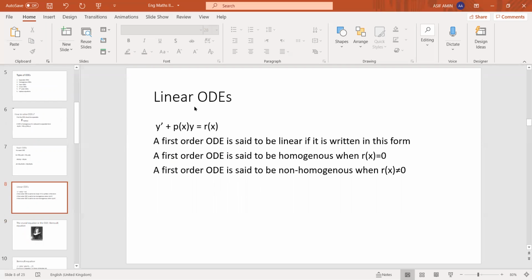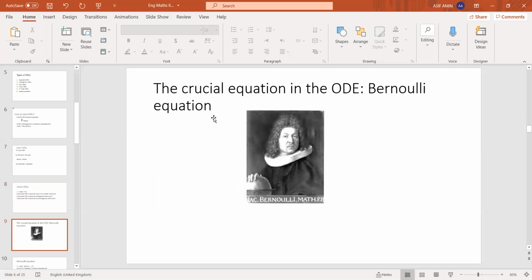Moving on, linear ODEs. For linear ODEs, the general form is y' + p(x)y = r(x). A first order ODE is said to be linear if it is written in this form only, where p(x) is a function of x. A first order ODE is said to be homogeneous if r(x) equals 0. And if r(x) is not equal to 0, then this linear ODE is said to be non-homogeneous.